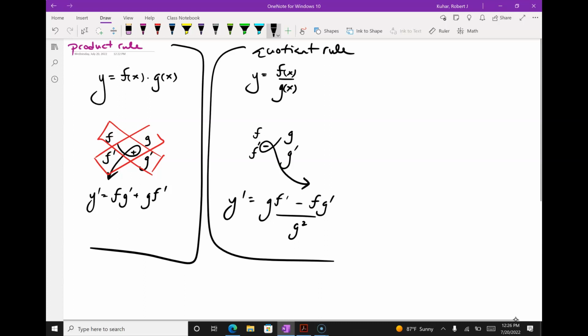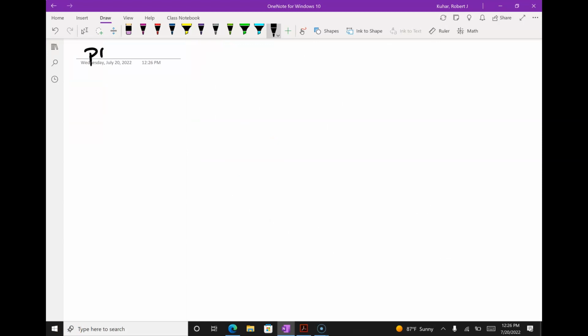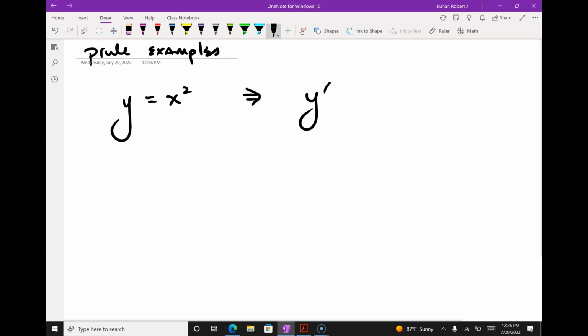So I want to start with a product rule that I don't need to use the rule with. And then I'll use the rule and show you that it gives me the same result, right? So, product rule examples. For example, let's start with y equals x squared. And of course, we already know that y prime gives us 2x. So it didn't need a product rule. I could just do this derivative by shorthand.